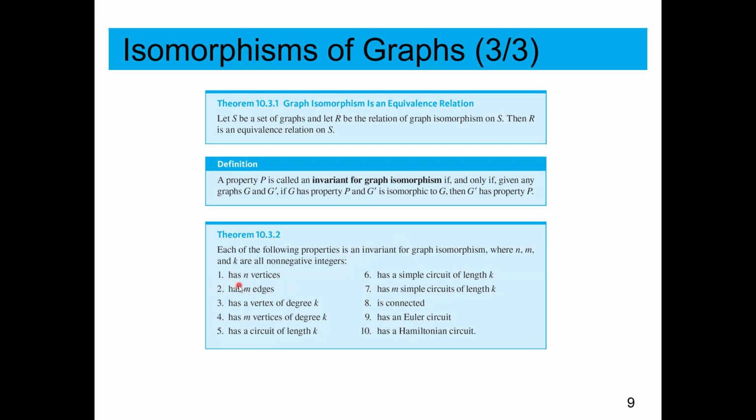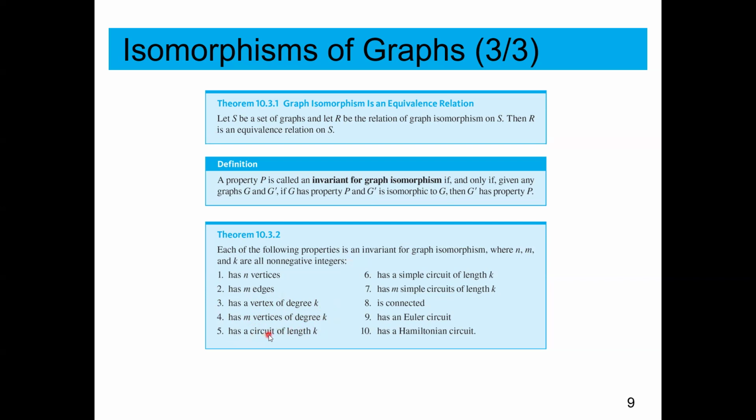One, it has n vertices. Two, it has m edges. Three, it has a vertex of degree k. Four, it has m vertices of degree k. So not only does it have to have all the same vertices, this is where that degree sequence idea I mentioned in the other video is really, really useful for these things. If their degree sequences do not match, then these things 3 and 4 automatically fail.